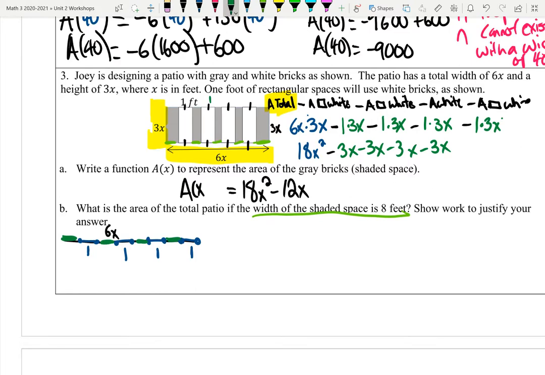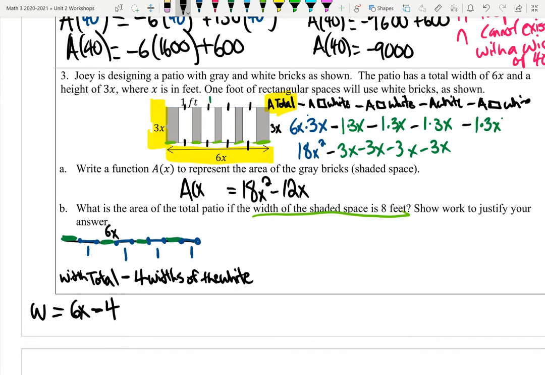If the width of the shaded is 8 feet, let me figure out a way to represent just the shaded space. Well, the width of the total minus 4 widths of the white space, which is going to turn into 6x minus 4. This is going to represent the width. So 8 is going to be equal to 6x minus 4.